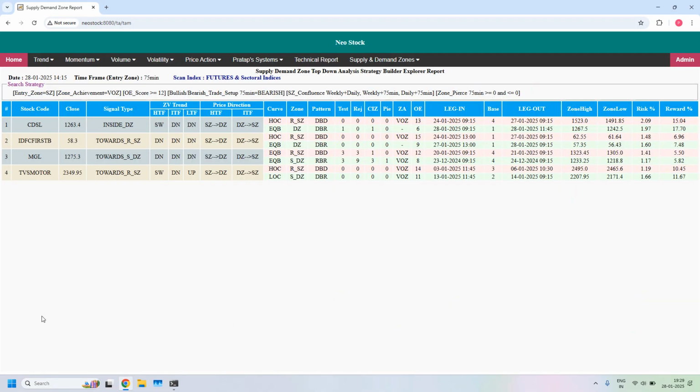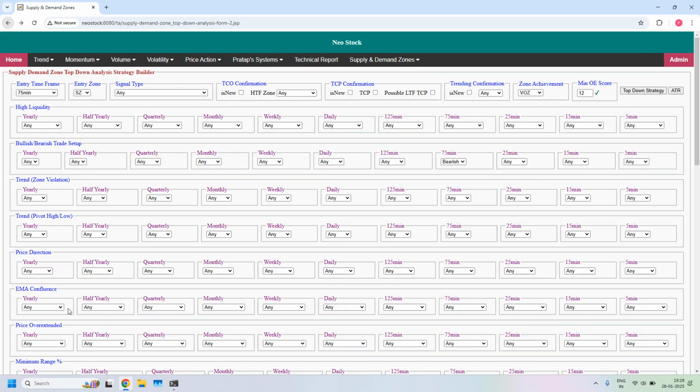In these 4 stocks, these 75 minutes supply zones are part of the daily supply zone. Both together again part of the weekly supply zone. And weekly trend is down for the second and third stocks. In second and third, if any of the stocks are having weekly EMA confluence, they are even more high probability trade setup supported stocks. Let's verify.